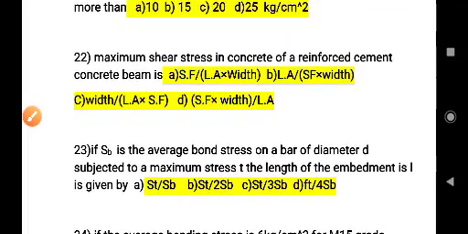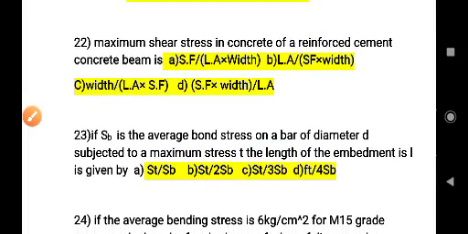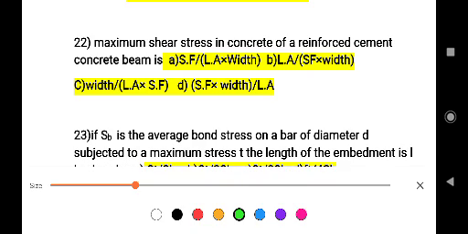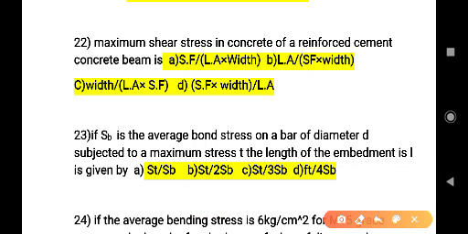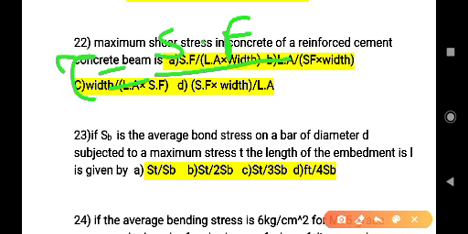Question number 22. Maximum shear stress in concrete of a reinforced cement concrete beam is: option A, shear force by lever arm into width; option B, lever arm by shear force into width; option C, width by lever arm into shear force; and option D, shear force into width by lever arm. Tau, the shear stress, equals shear force by cross sectional area. Cross sectional area is lever arm into width.